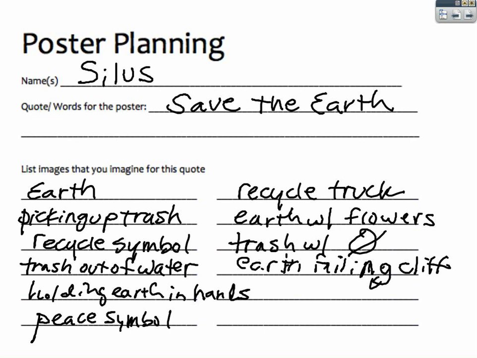Then it says, list images that you imagine for this quote. We're not starting to draw. We're just thinking about, okay, what would I expect to be on a poster about saving the earth? So it's a brainstorming session. You're writing as quickly as you can think.